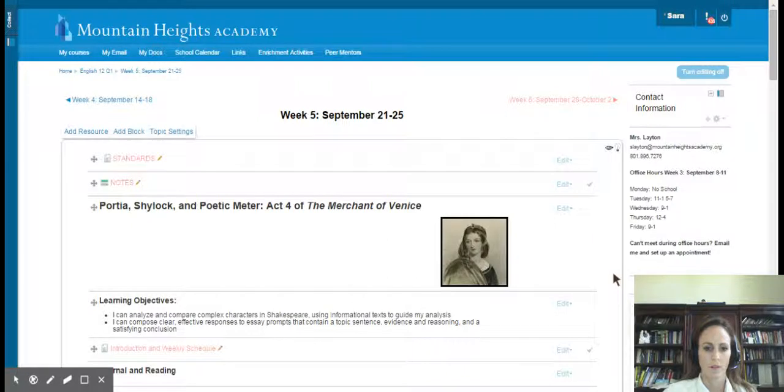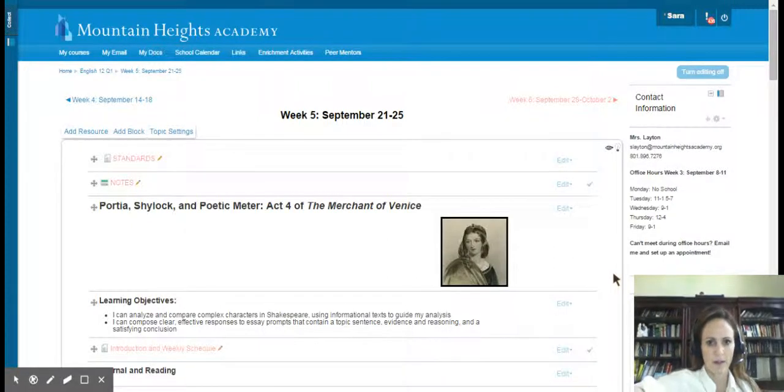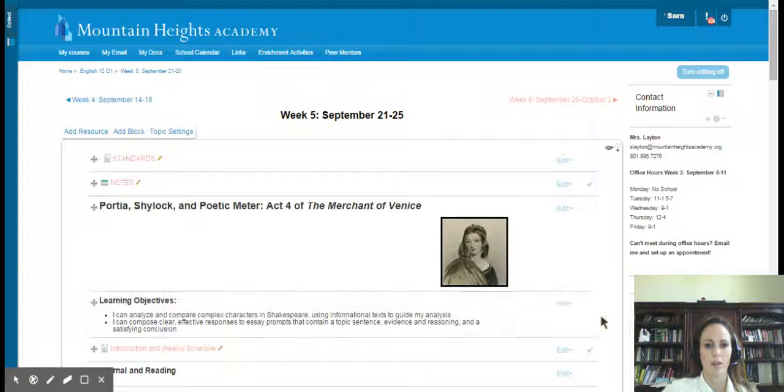Okay, here we are in week 5. This week we are focusing on The Merchant of Venice, Act 4 in this copy. Make sure you're reading from this copy, the one that you got at orientation, so that you can read the annotations that are on the left side.